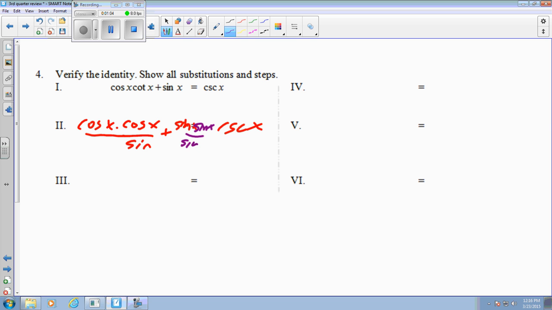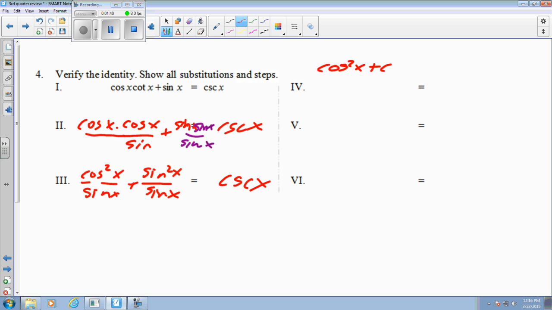Sine x. And so when I do that, this side stays my cosecant. And over here I get cosine squared x over the sine, plus sine squared x over sine. Now I got the common denominator. I'm going to rewrite it over the common denominator. So I'm going to have cosine squared x plus sine squared x all over the sine, which is equal to the cosecant, which it started to be.